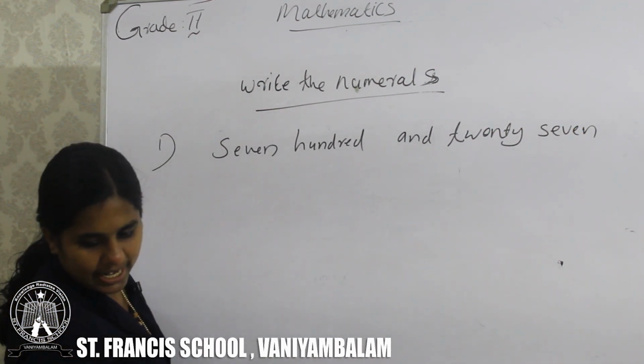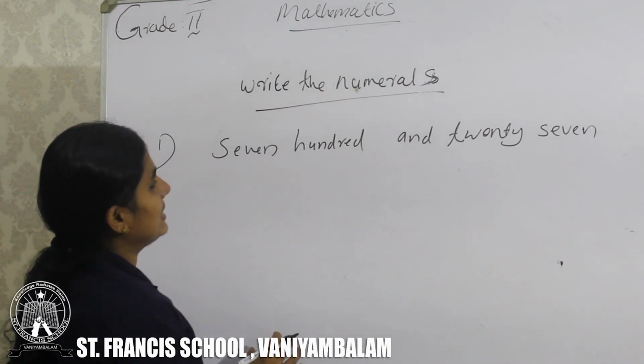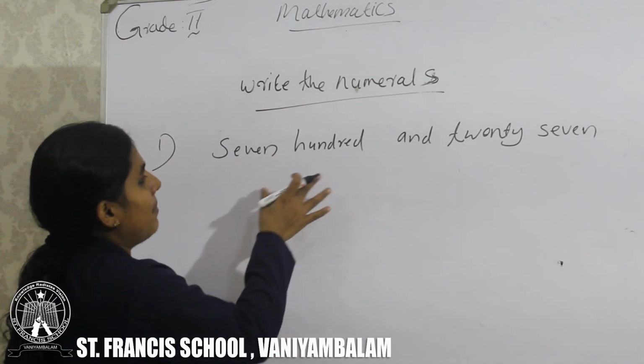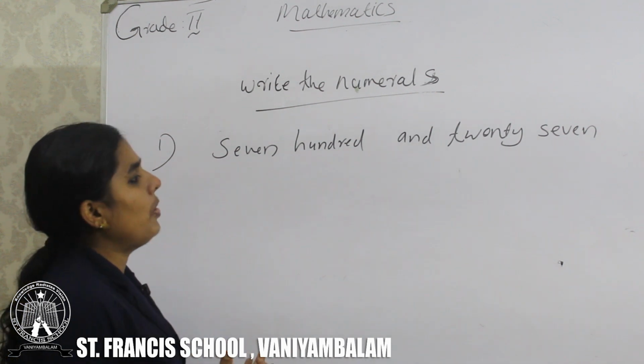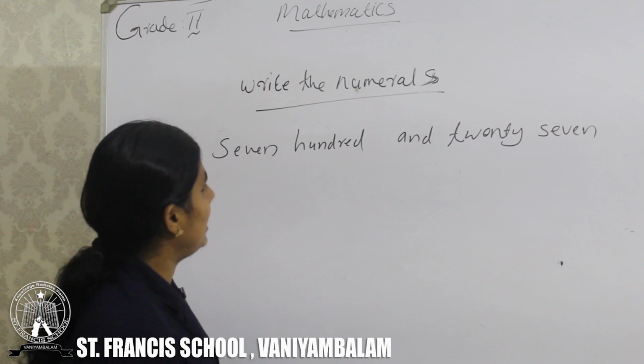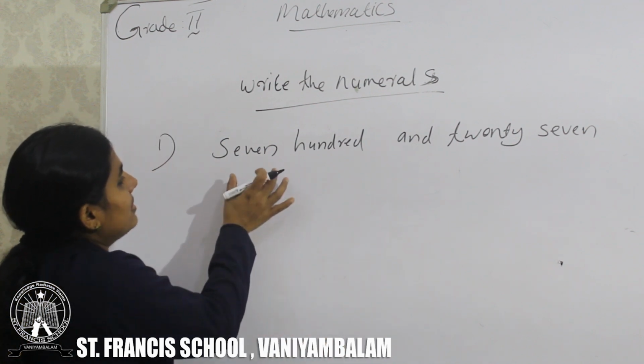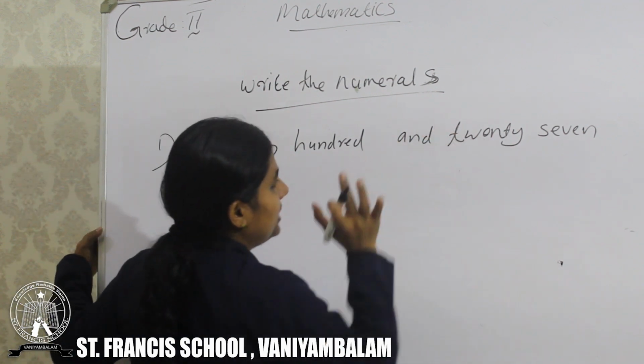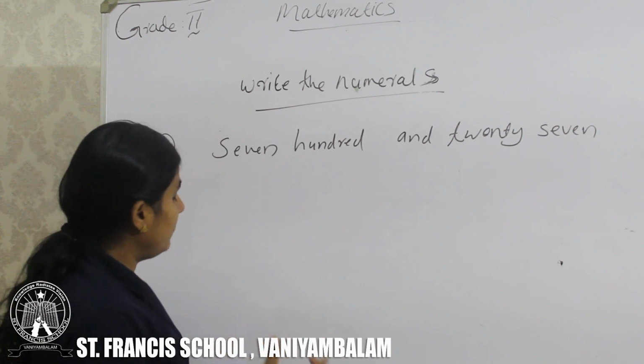Okay, 727. This is the number name I gave to you. Now we can see how to change this number name into numerals. Our number name is 727. First, what do we want to do?